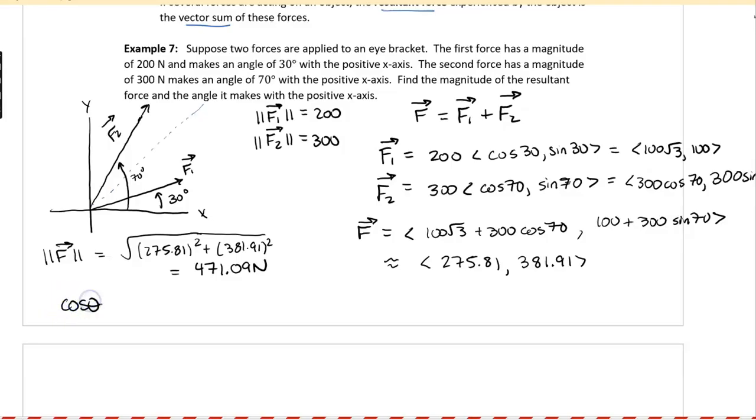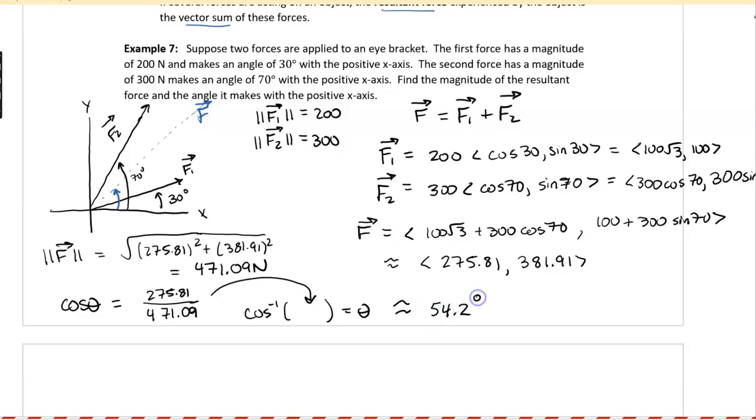So we know that cosine of theta, if you're thinking about the angle to wherever this new F vector is, cosine is adjacent over hypotenuse. Our adjacent side is how far we go in the x direction. And what's our hypotenuse? That's going to be our magnitude, which is that value that we calculated for our newtons. And if you take the inverse cosine of that, that will give us our angle. Assuming I did it right, and you can double check me, I'm getting about 54 degrees.